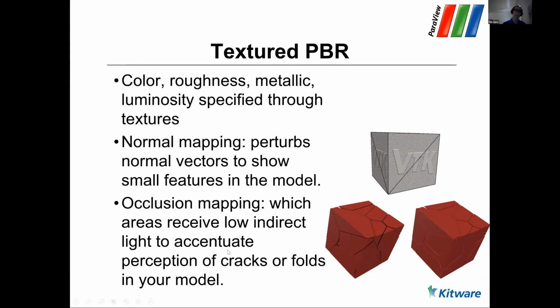Occlusion mapping, that's another texture that allows you to specify what areas receive less light, and you can use that to accentuate perception of cracks or faults in your model. So I think left uses occlusion mapping, right doesn't.